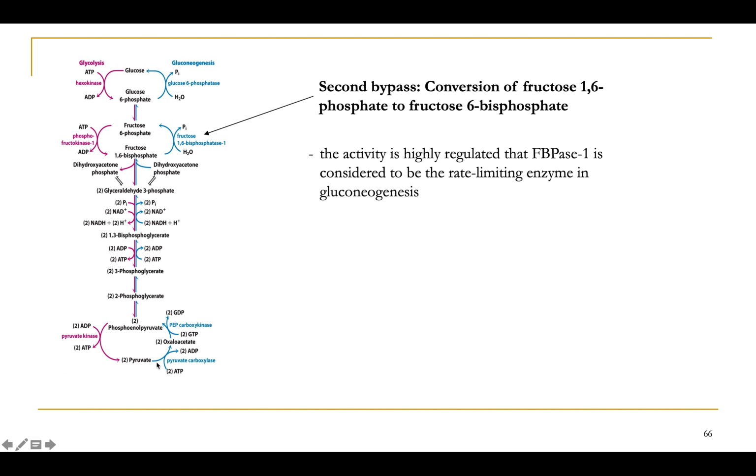So if we go back and recap the first bypass: for each glucose molecule, to produce one glucose molecule, we need to start with two phosphoenolpyruvates. So we need to convert two pyruvates to two phosphoenolpyruvates. To produce one phosphoenolpyruvate, we need two ATP equivalents, one ATP and one GTP. So for two, we need four molecules.